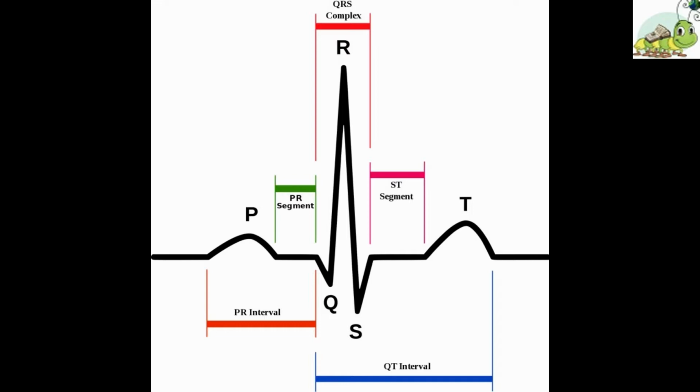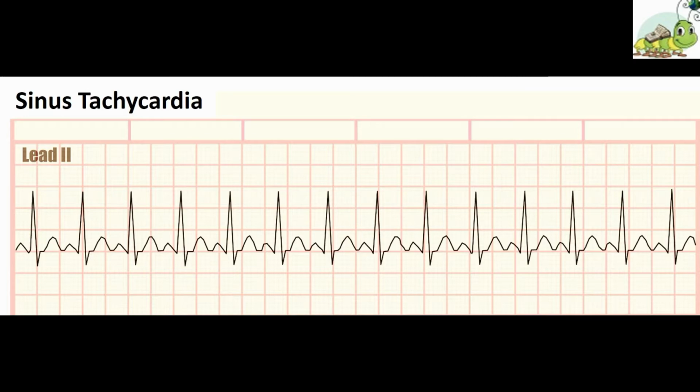QT interval gives an estimate of the time the ventricles are contracting. TQ interval gives an estimate of the time the ventricles are relaxing. RR interval is the time between heartbeats. Dividing 60 by this time gives the heart rate. As an example, we can see abnormal electrical activity.